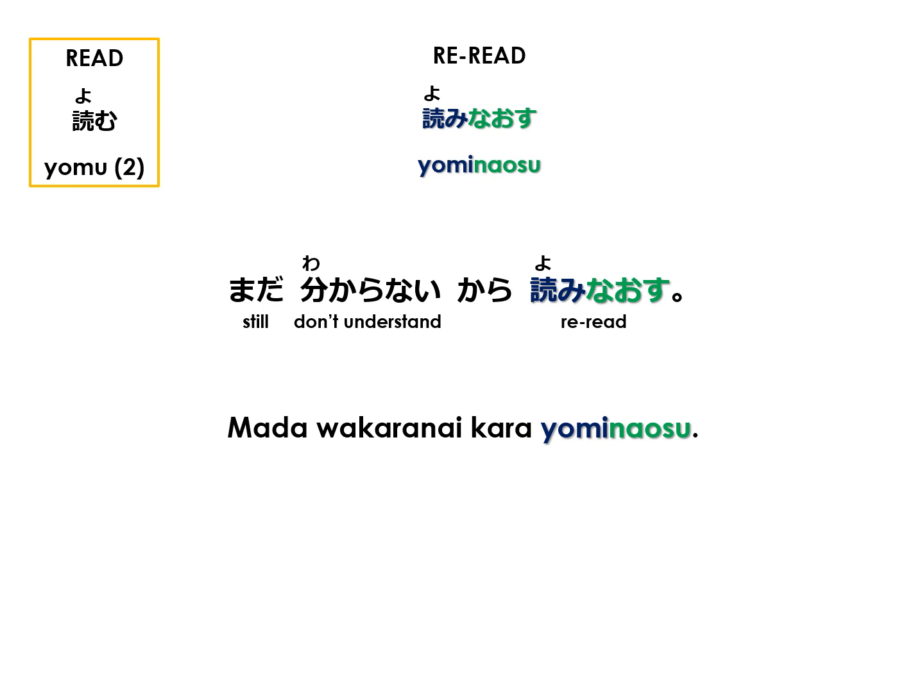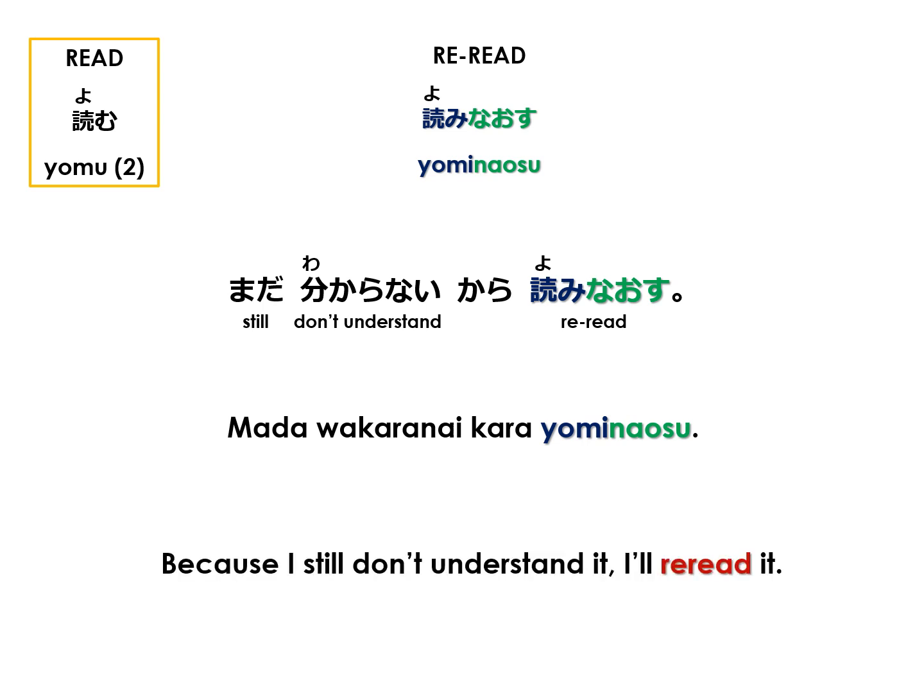Now let's look at sample sentences. The root verb is on the upper left of the screen, and we'll be using those verbs we looked at earlier. Yomu means to read, and yominaosu means to reread. And our sentence, Mada wakaranai kara yominaosu. Because I still don't understand it, I'll reread it.